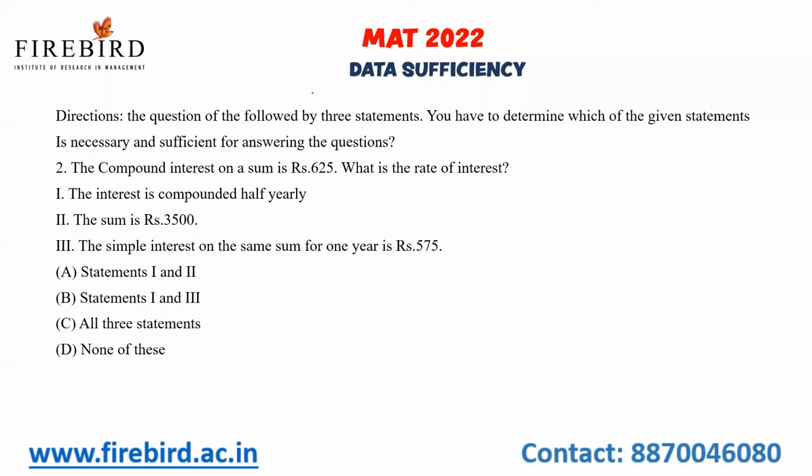Now see here, the compound interest on a sum is rupees 625. What is the rate of interest? That is R percentage is my question. The interest is compounded half yearly. The sum is 3,500. The simple interest on the same sum for 1 year is 575. If I take the first data and third data, I can easily answer, right? See how I'll tell you.